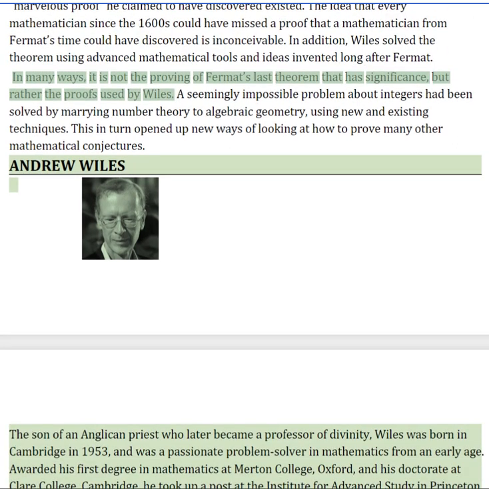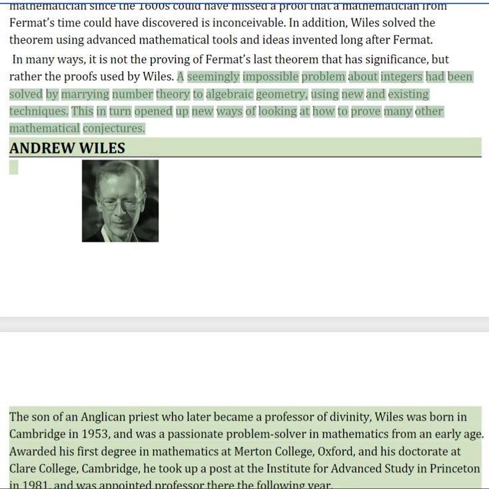In many ways, it is not the proving of Fermat's last theorem that has significance, but rather the proofs used by Wiles. A seemingly impossible problem about integers had been solved by marrying number theory to algebraic geometry, using new and existing techniques. This in turn opened up new ways of looking at how to prove many other mathematical conjectures.